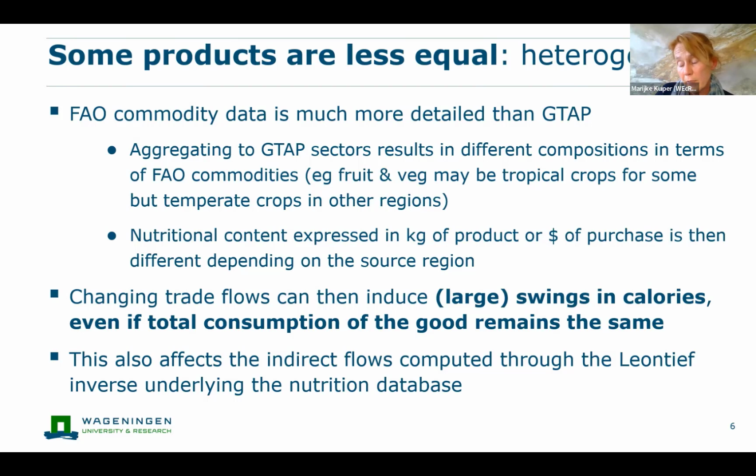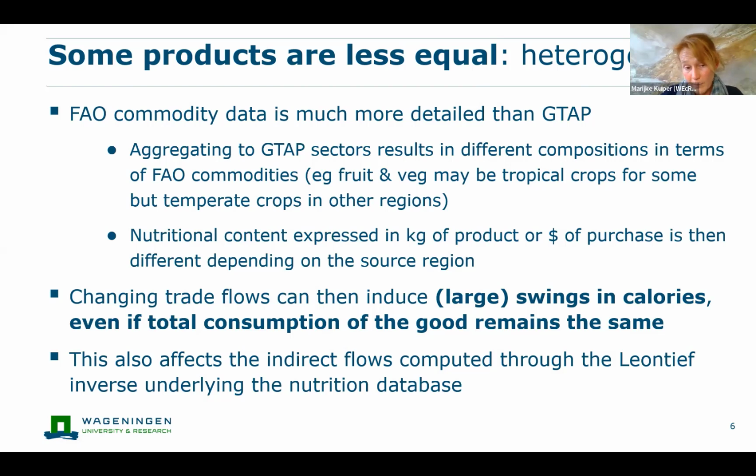If you look at fruit and veg, that's, I think, the easy example to imagine. If you come from a warmer region, it could be more tropical crops, like pineapples that are nice and sweet. Whereas in temperate regions, they are apples and pears that are a little bit less sweet, with less sugar and fewer calories. Basically, these are very different products. And if you then compute the nutritional content per kilogram of product or per dollar of purchase, you really see this variation by source region. This in itself, of course, only signals that the aggregates in the GTAP database are not homogeneous products, but they can cause real problems in your assessments of nutrition.